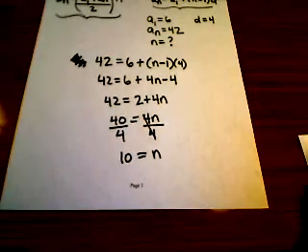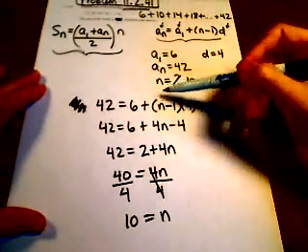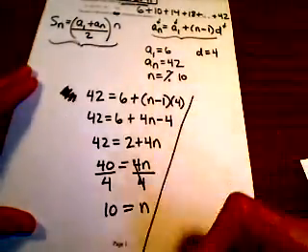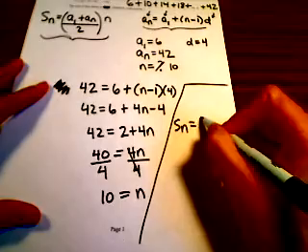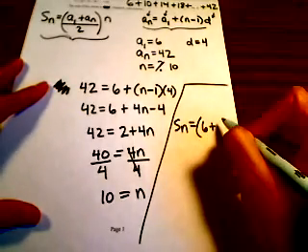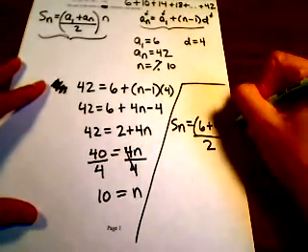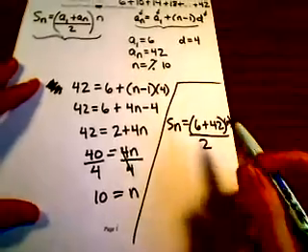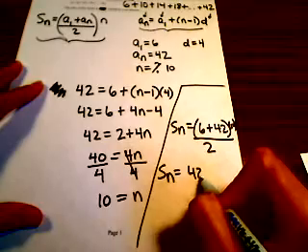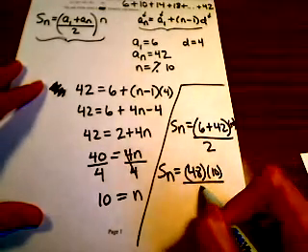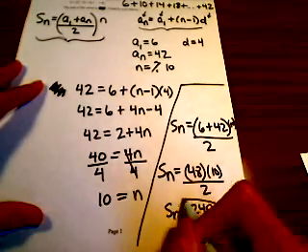Now that we know that n is equal to 10, we have the three pieces that we need to plug in and find the sum. So s sub n is going to be equal to a sub 1, which is 6, plus a sub n, which is 42, all over 2, and then times n, which is 10. So s sub n here is 48 times 10 divided by 2, so that's 480 divided by 2, which is 240.